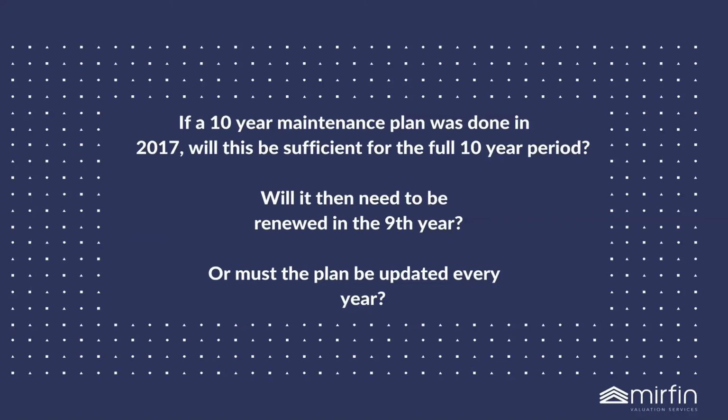Next question we had is, if a 10-year maintenance plan was done in 2017, will this be sufficient for the full 10-year period? Will it then need to be renewed in the 9th year, or must the plan be updated every year? So let's start at the bottom part. The plan needs to be updated every year. We know this. The reason is that the plan needs to be submitted to the annual general meeting for the members to approve. And it doesn't make sense to put the same plan every year if maintenance has actually been done. The plan needs to be updated. So the answer there is yes, the plan needs to be updated on an annual basis.